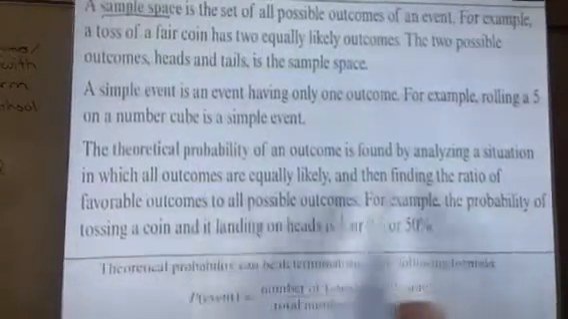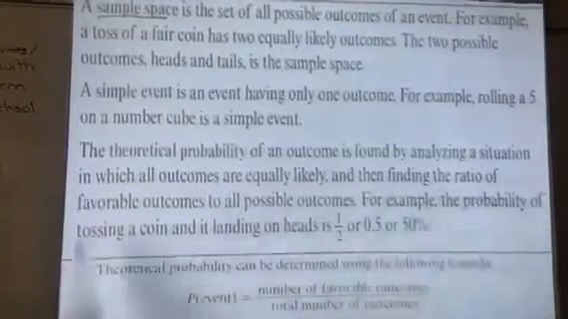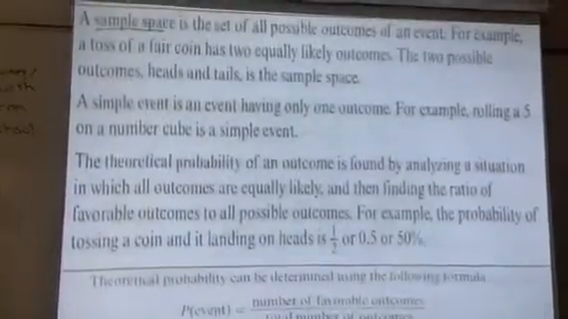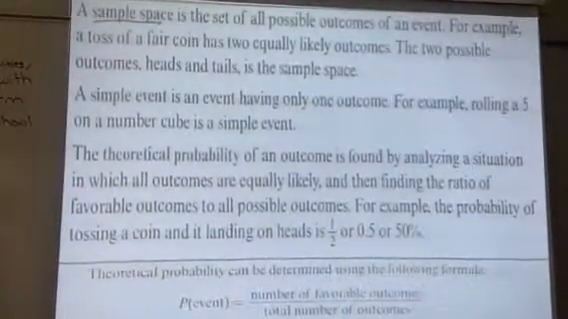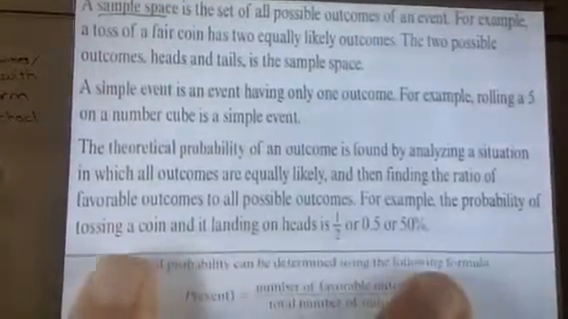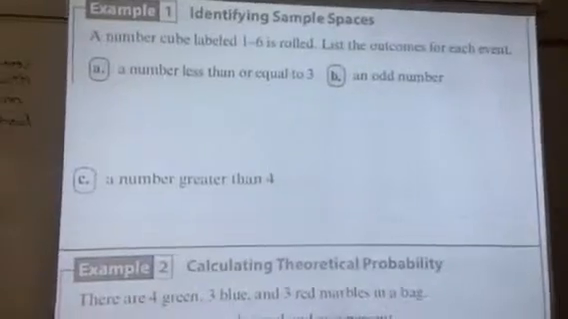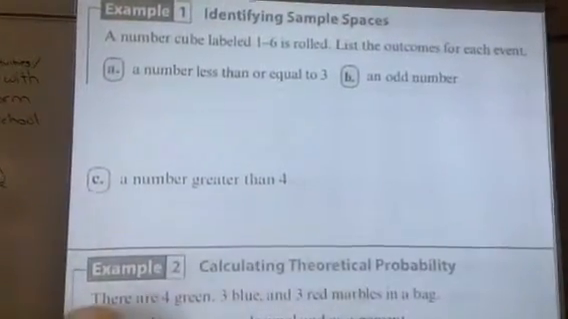The theoretical probability of an outcome is found by analyzing a situation in which all outcomes are equally likely and then finding the ratio. For example, the probability of landing on heads if you toss a coin is 50% or 1/2 because there's one heads and there's one tails. First thing we're going to do: a number cube labeled 1 through 6 is rolled. List the outcomes for each event. A number less than or equal to 3.